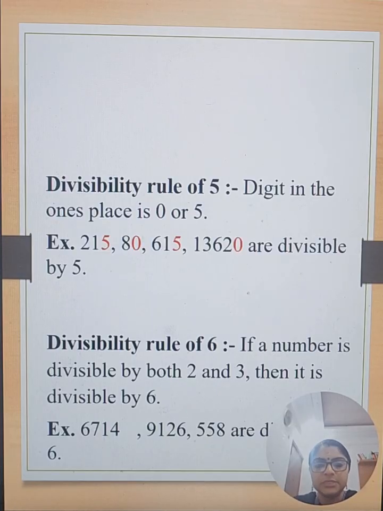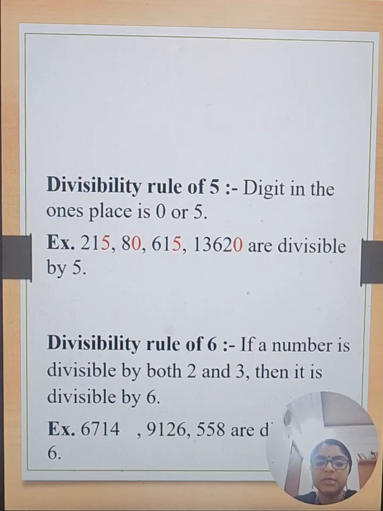Then we are going to see the divisibility rule of 6. It says that if a number is divisible by both 2 and 3, then it is divisible by 6. So to check divisibility by 6, first we have to check that the given number is divisible by 2 and 3. Not only 2, it must be divisible by both 2 and 3.